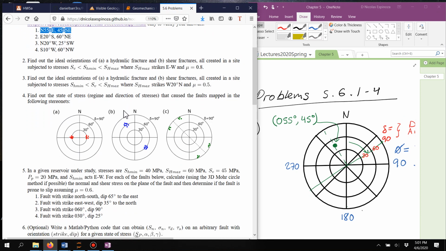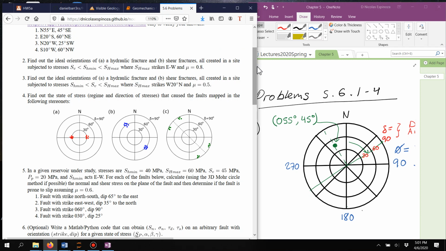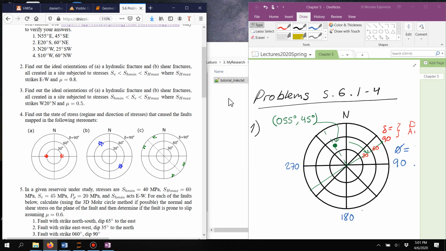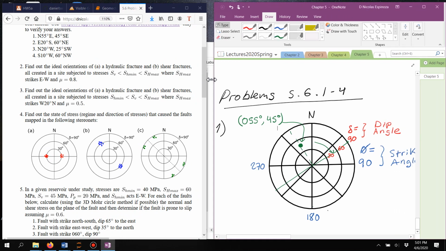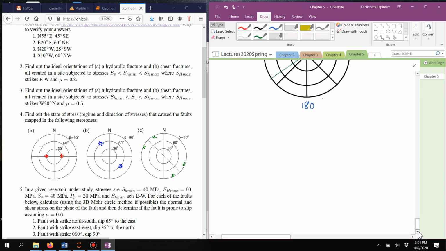In problem number 2, you're asked to find the ideal orientation of a hydraulic fracture and shear fractures or faults for given stress conditions. Let me tell you what the workflow for solving that problem would be. You already have 2 examples of these in the notes, so I'm not going to go into detail about how to solve this problem. You can check it there later on.